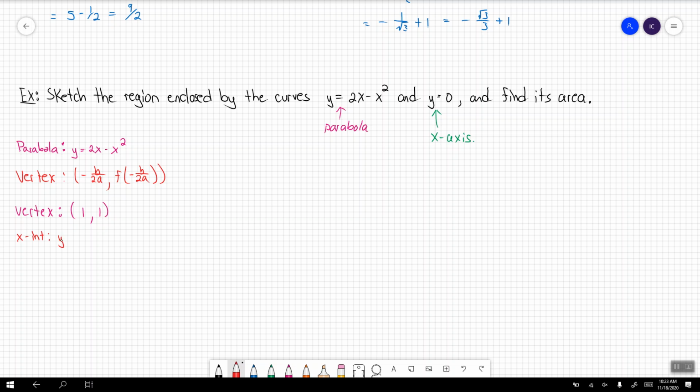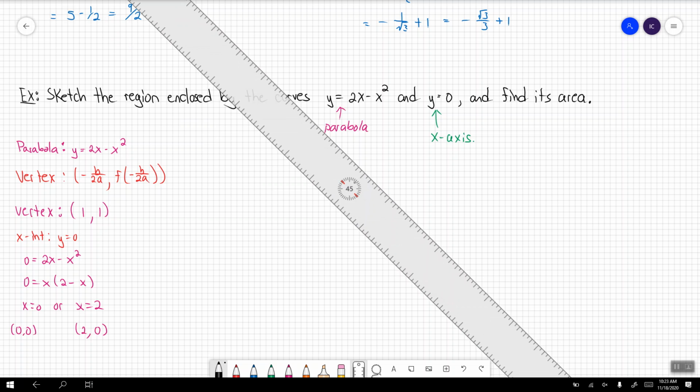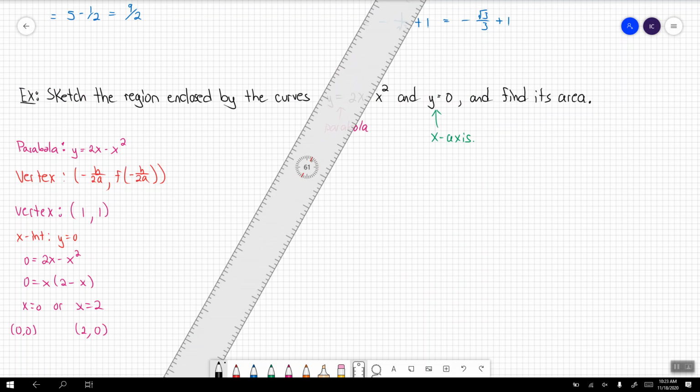X-intercepts. So in order to find the x-intercepts, we got to set y is equal to 0. And so to do this, we're going to have 0 is equal to 2x minus x squared, which means 0, factor out the x, is equal to x times 2 minus x, which means that x is equal to 0, or x is equal to 2. There's our x-intercepts. We got 0, 0, and we got 2, 0. Let's graph this, now that we got everything that we need.